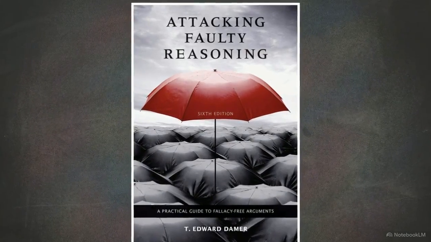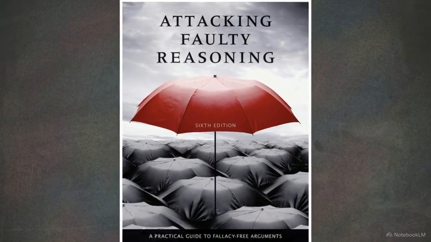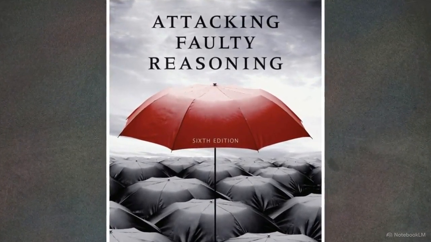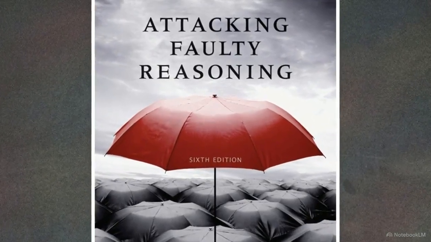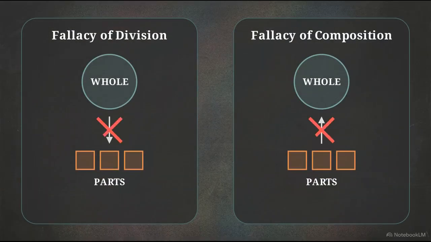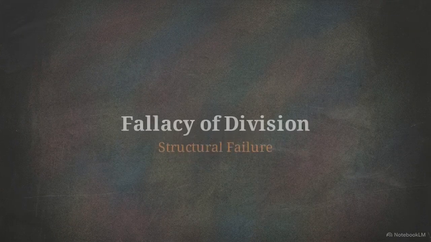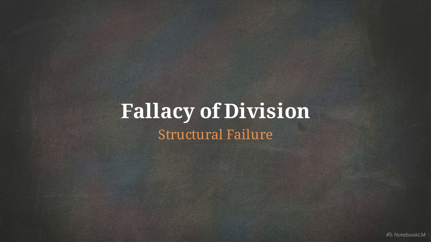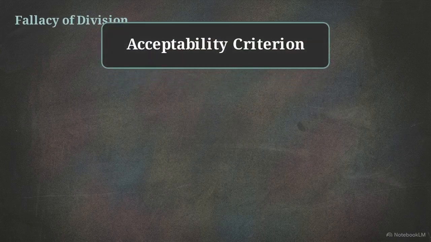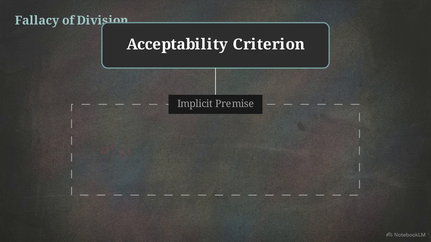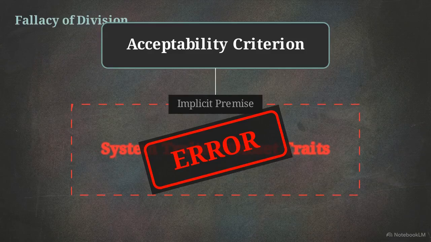To understand exactly why this reasoning fails, we apply the analytical framework outlined by T. Edward Damer in Attacking Faulty Reasoning. This fallacy is the exact inverse of the fallacy of composition, which incorrectly assumes that individual parts dictate the properties of the whole. The fallacy of division is a structural failure. By relying on an unstated assumption, it violates the acceptability criterion of a well-formed argument. That hidden, unacceptable premise is a flawed equation, the strict, indefensible assumption that systems and their subsets possess identical traits.